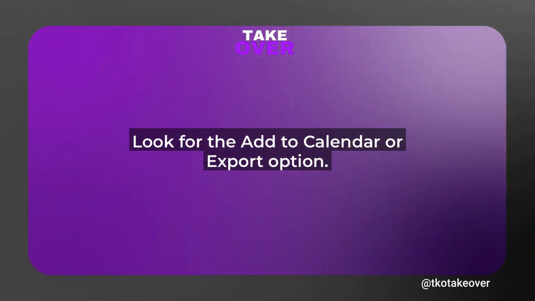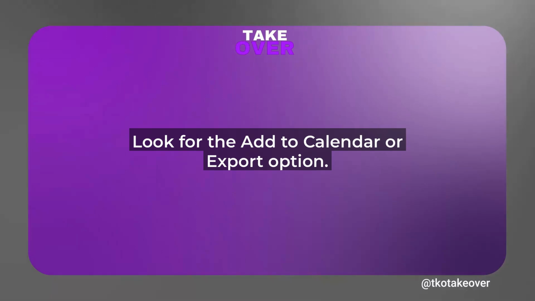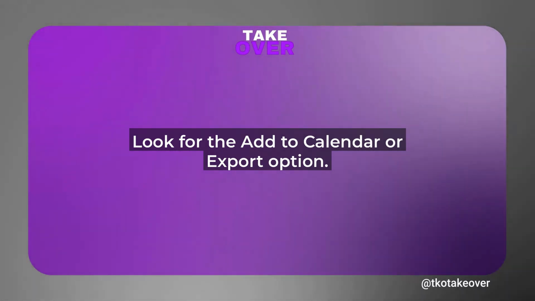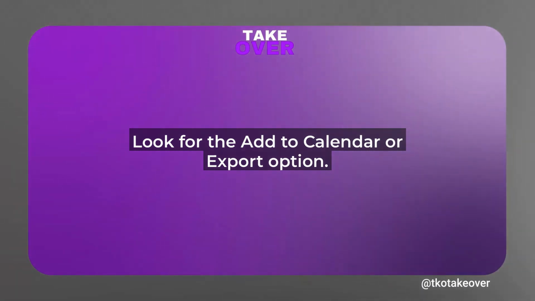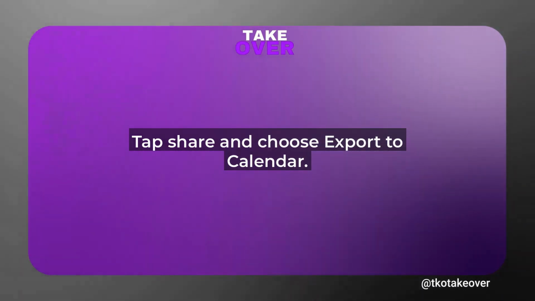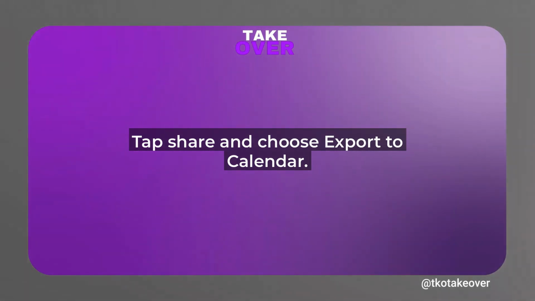Next, navigate to the My Trips section and select the trip you want to add to your calendar. In the 2025 update, Expedia has improved its interface, so look for a dedicated button that says Add to Calendar or Export Itinerary. Tap on it to proceed.